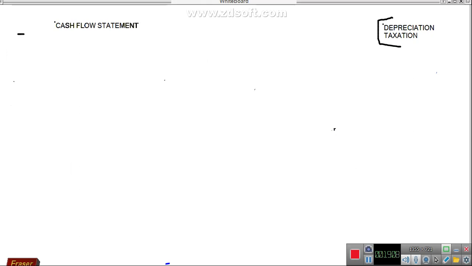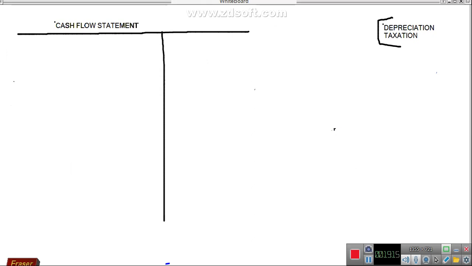So let us prepare the cash flow statement format. As you know, 3 important aspects are there in this cash flow statement. First component is component A, cash flow from operating activities. Then the second component is component B, cash flow from investing activities, and the third component here is cash flow from financing activities.